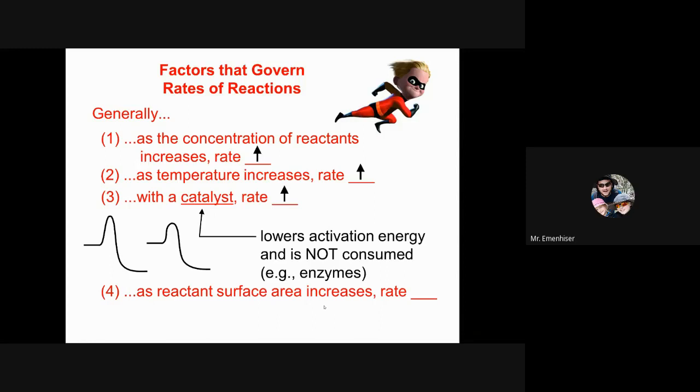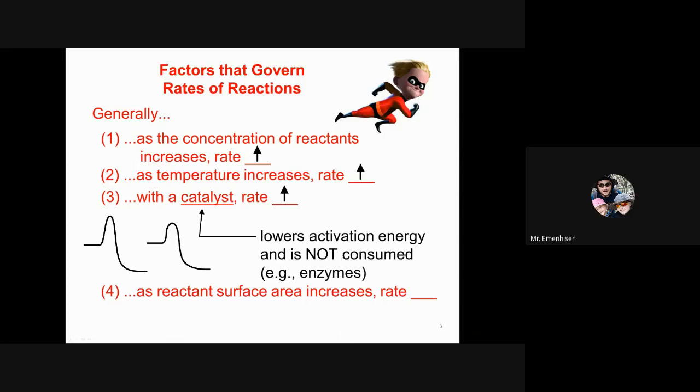Another word for a catalyst that's used in biology is an enzyme. An enzyme is a biological catalyst used in the body to speed up processes. The rate will increase if the surface area is increased.